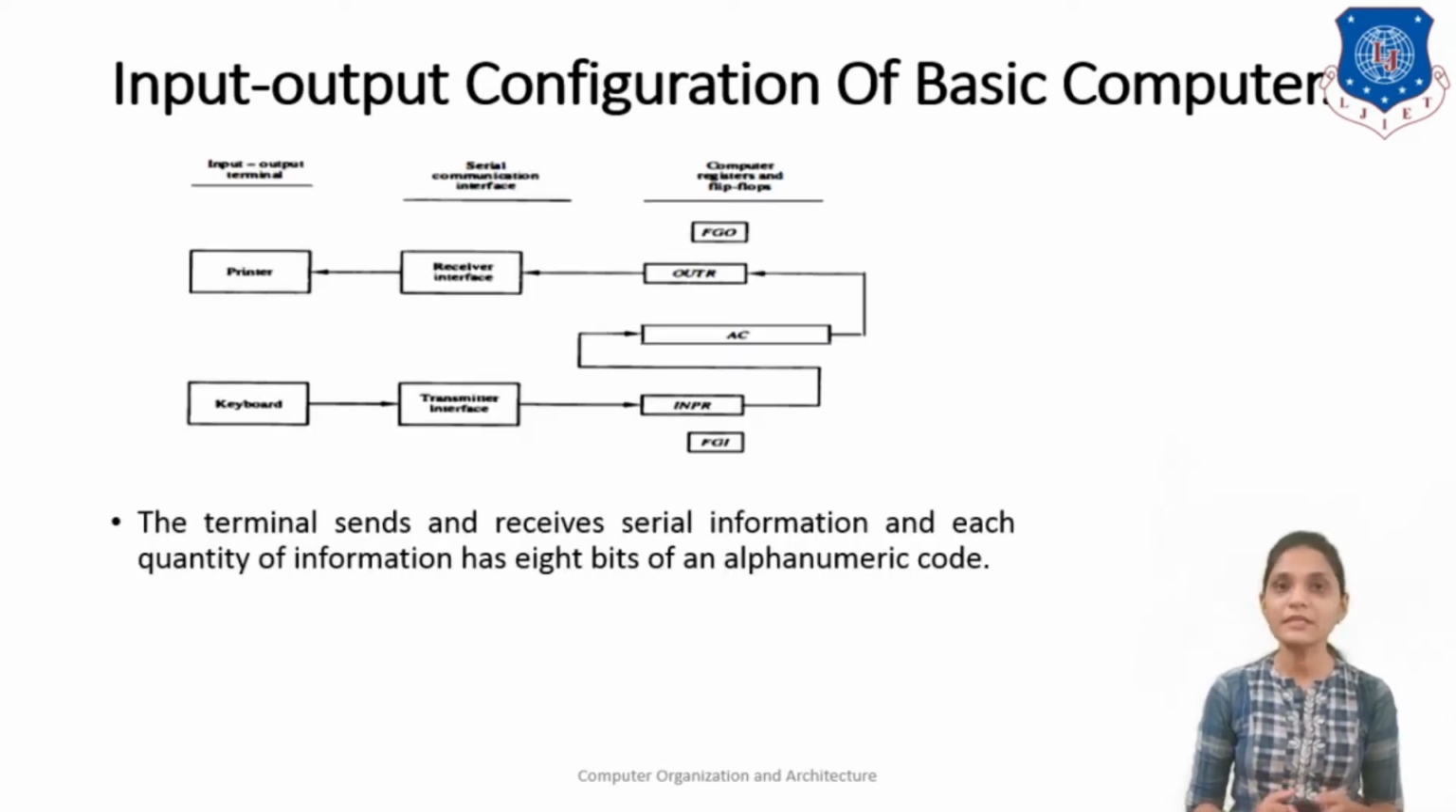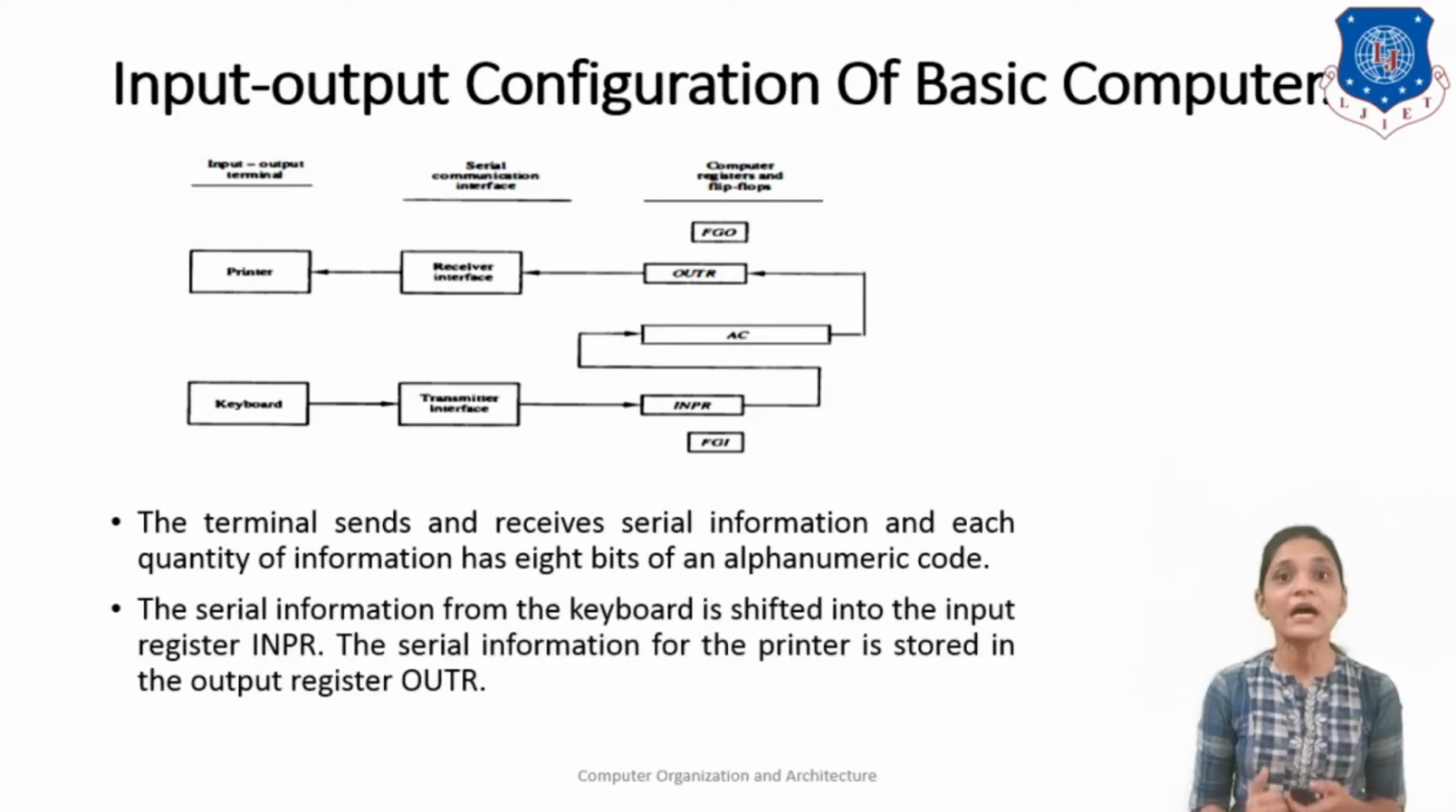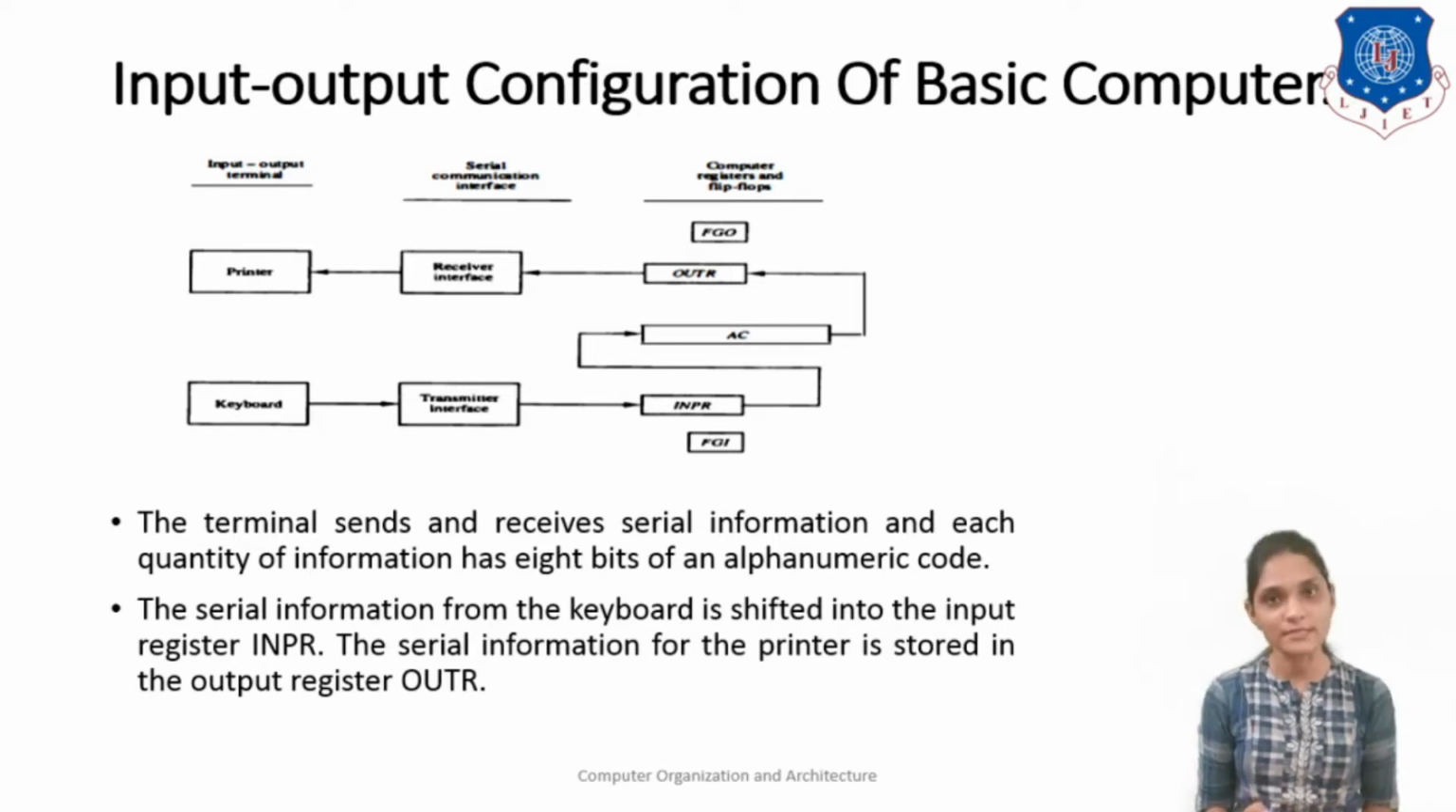Here the terminal sends and receives serial information, and each quantity of information has 8 bits of alphanumeric code. The serial information from the keyboard is shifted into the input register INPR, and the serial information for the printer is stored into the OUTR output register.